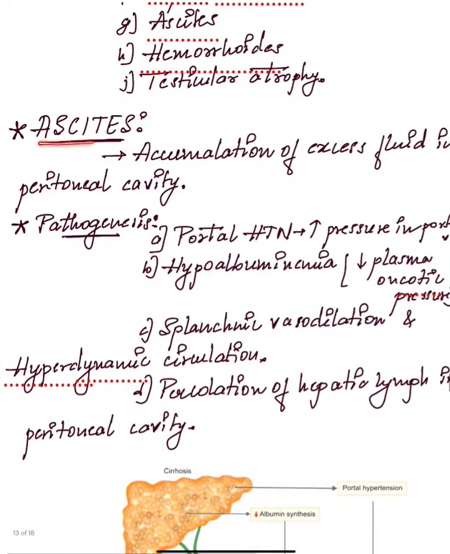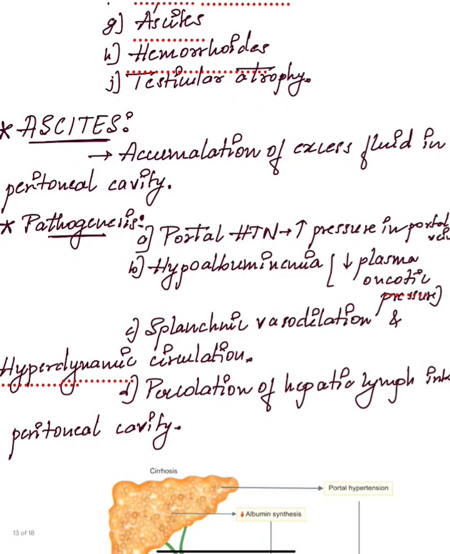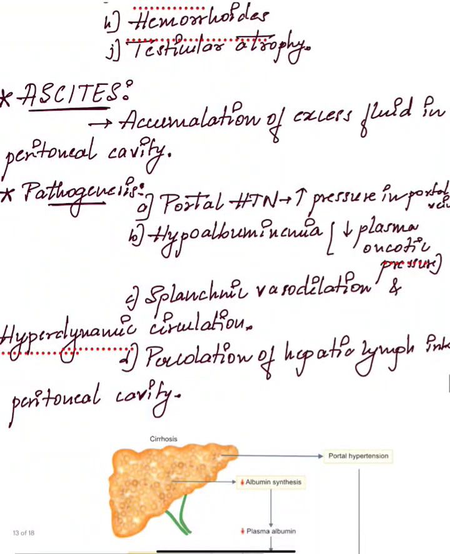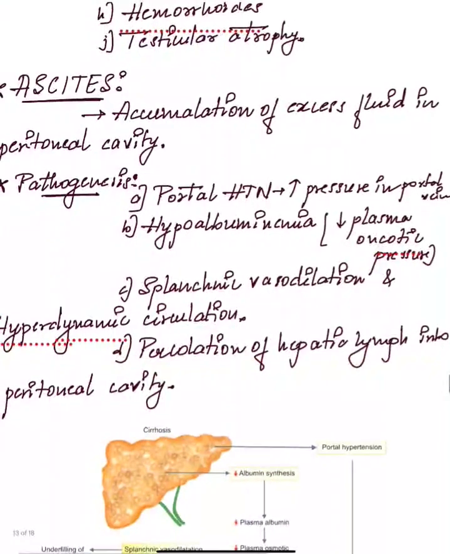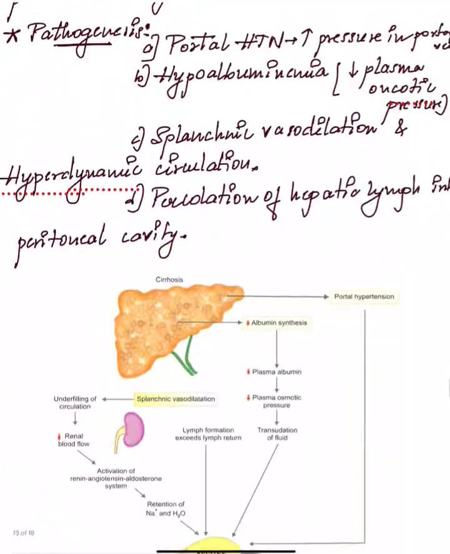The next topic is ascites. As we all know, ascites is an accumulation of excess fluid in the peritoneal cavity. Coming to the pathogenesis of ascites, the main cause is portal hypertension. This increases the pressure in the portal vein, which may lead to ascites, or hypoalbuminemia, where there is a decreased plasma oncotic pressure, splanchnic vasodilation and hyperdynamic circulation, and percolation of hepatic lymph into the peritoneal cavity.